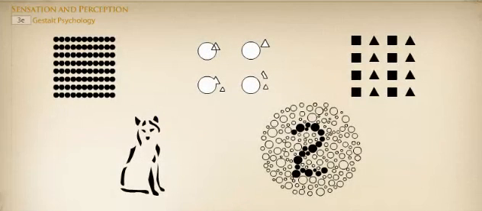Although Gestalt psychology is no longer an active theoretical orientation in modern psychology, its influence is still felt in many areas, and it left a legacy of many useful insights about form perception.